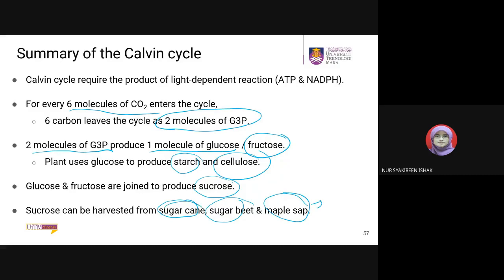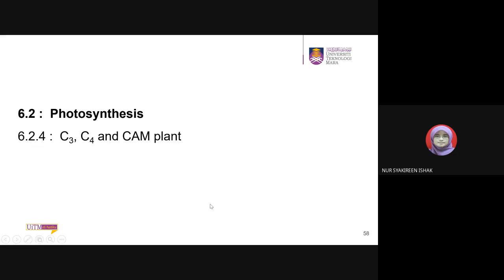Okay, sugar cane awak tahu kan? So sugar cane adalah sumber awak punya table sugar. Sugar beet juga. Maple syrup yang letak atas pancake tu lah.